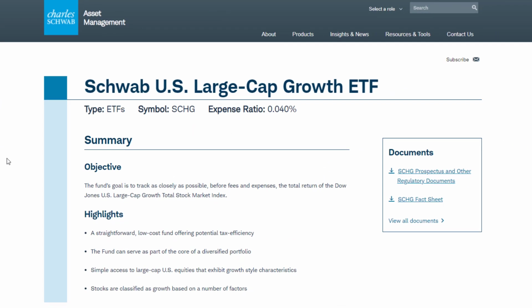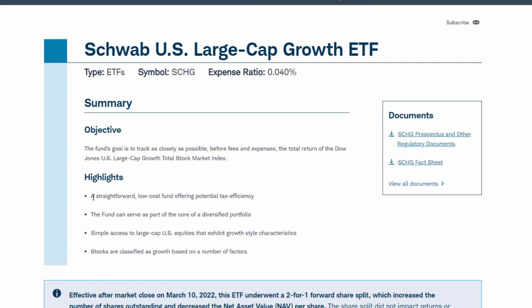Over on SCHG's website, this is Schwab's US Large Cap Growth ETF. Their objective for this fund is to track as closely as possible, before fees and expenses, the total return of the Dow Jones US Large Cap Growth Total Stock Market Index. Their highlights that they list here: it's a straightforward, low-cost fund offering potential tax efficiency. The fund can serve as part of the core of a diversified portfolio.